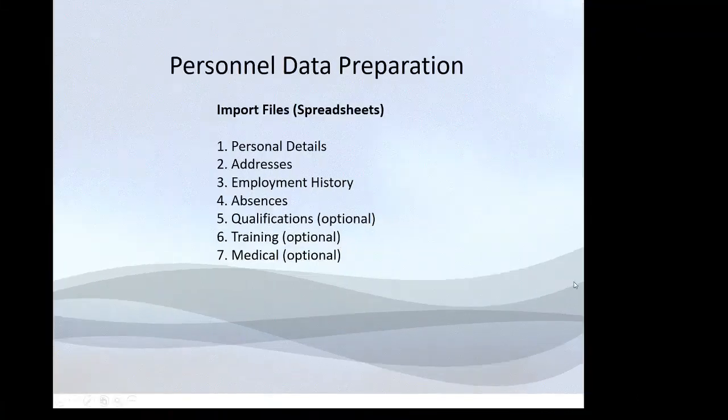These datasheets, personal details, addresses, employment history, and absences provide all the key information needed to get you started. There are 3 optional extra datasheets that you may also choose to complete. Qualifications. This holds details of the employee's qualifications. Training. This holds details of training courses the employees attended.